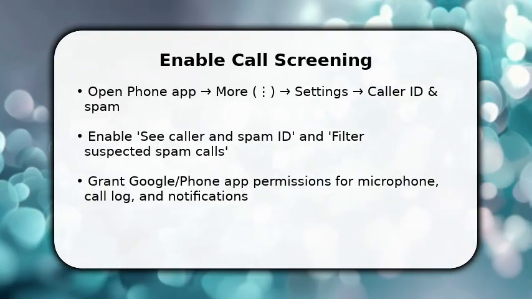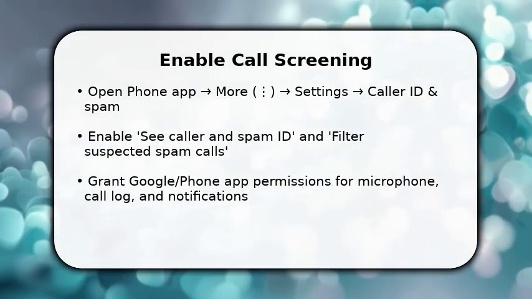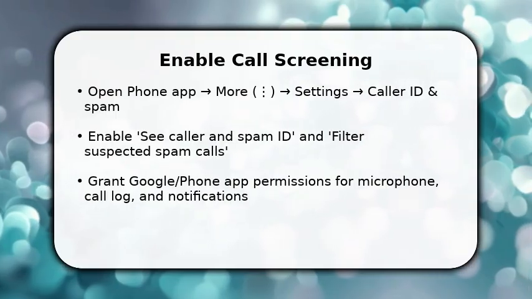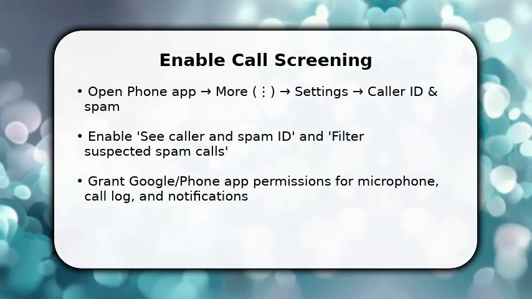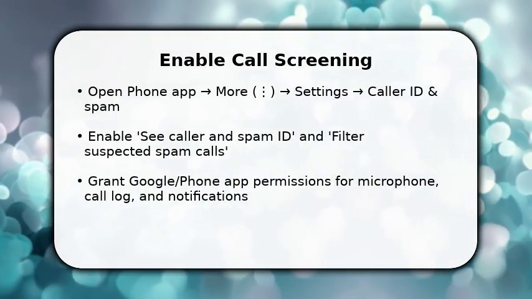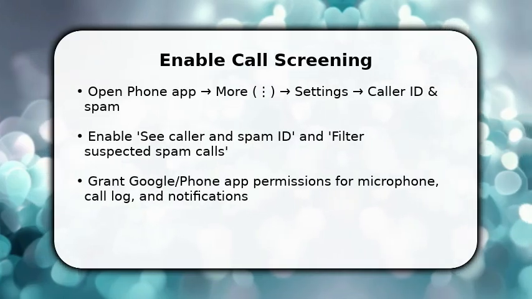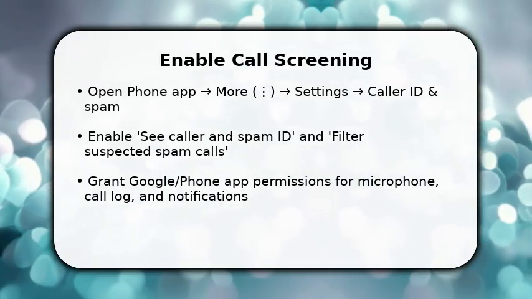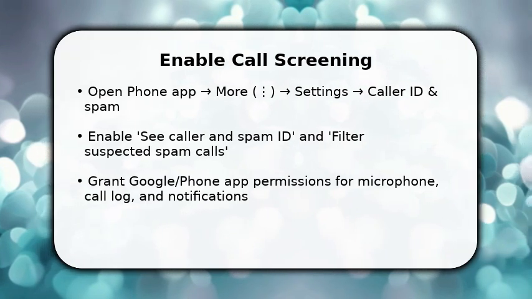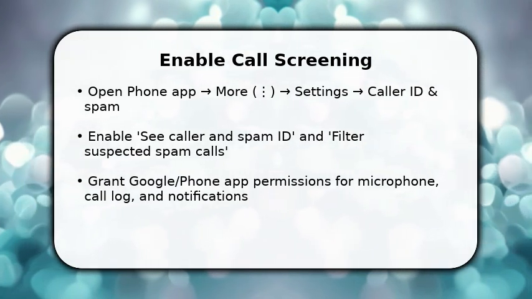Next, allow the phone app and Google Assistant to access microphone, calls, and notifications. These permissions let the assistant screen and transcribe incoming calls. Once done, you'll see the screen call option on incoming calls if your device supports it. Tap that to start screening immediately.